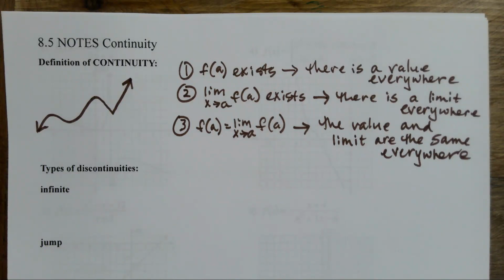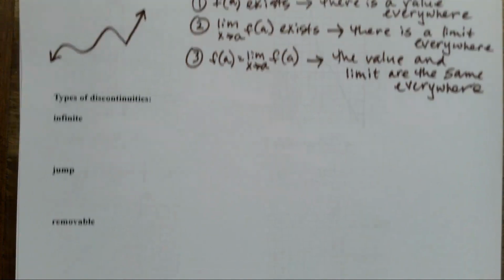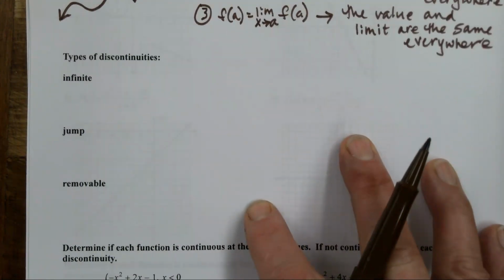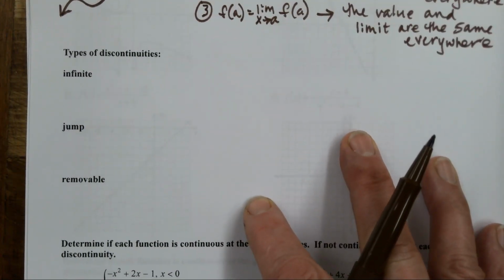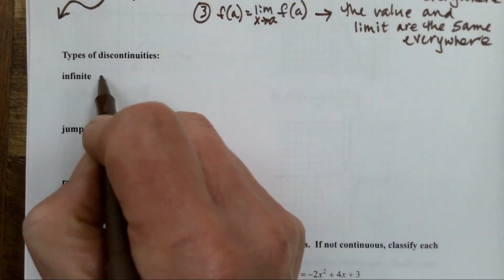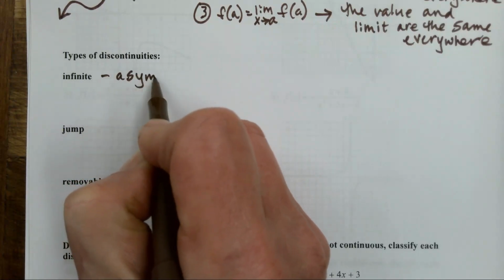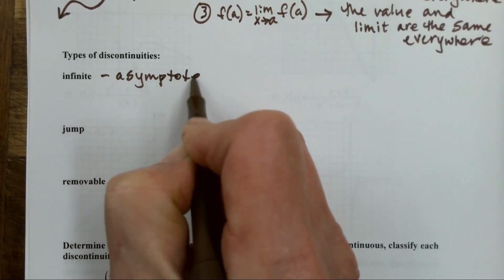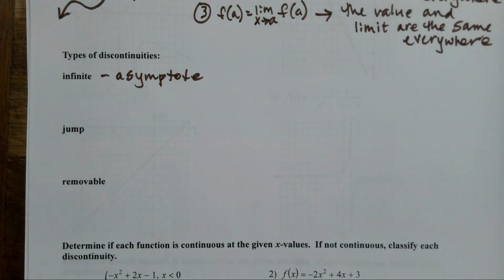Now, we focus on three types of discontinuities in pre-calc. In calculus, you add another one. But ours are infinite discontinuity. That just means an asymptote. So if it's got an asymptote in it, blown. It's not continuous, okay?